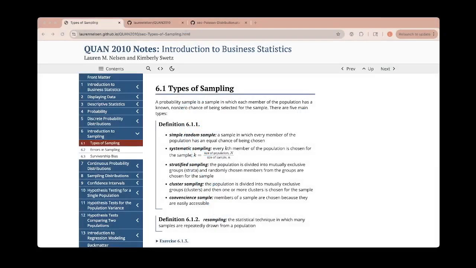So in general, if I want a sample of size n, I take the size of my whole population, divide by the size of that sample that I want, and then whatever that k is, I choose every kth member of the population, and that would be systematic sampling.